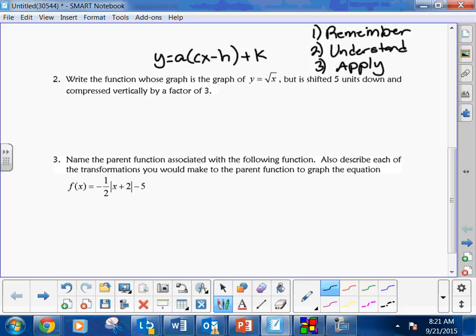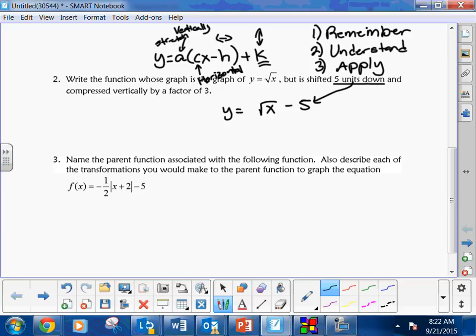Now remember, the k deals with vertical movement up and down. This one deals with horizontal movement. This is vertical stretching or compressing, so this is a vertical stretch or compress, and this is a horizontal stretch or compress. The reason I bring this up is because they want a couple of things. You wanted to shift it 5 units down, so automatically I'm going to have to use k. So we use k here: square root of x, minus 5. This shifts it 5 units down.